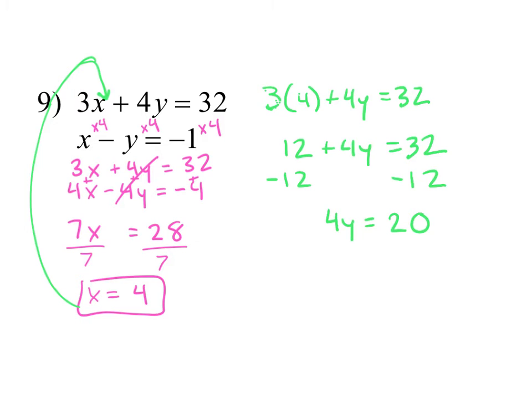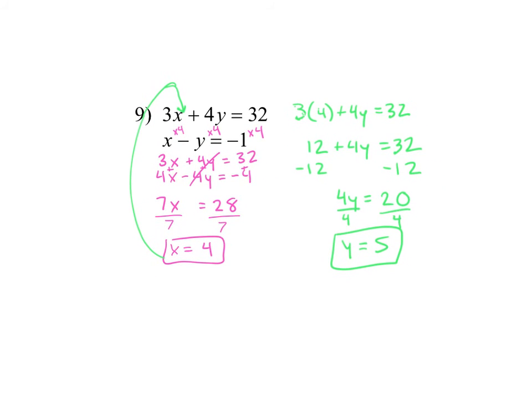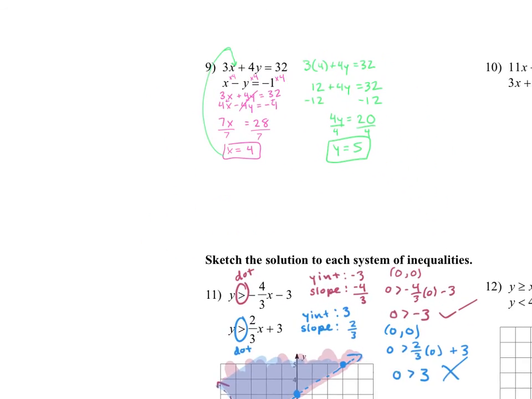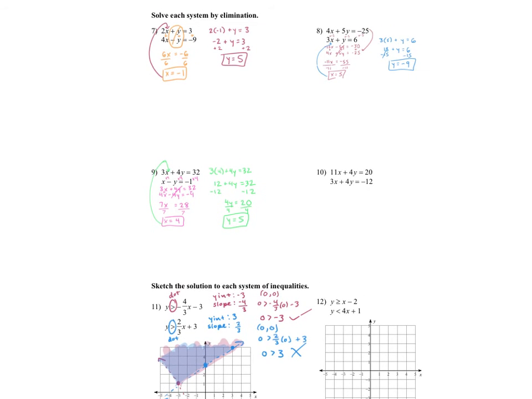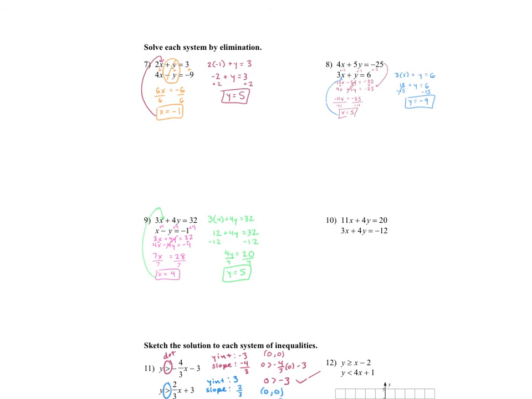What's next? Divide by 4. So y is equal to what? 5. Awesome. Good job. So we have our x and our y, and we're done. All right. Any questions on solving by elimination?